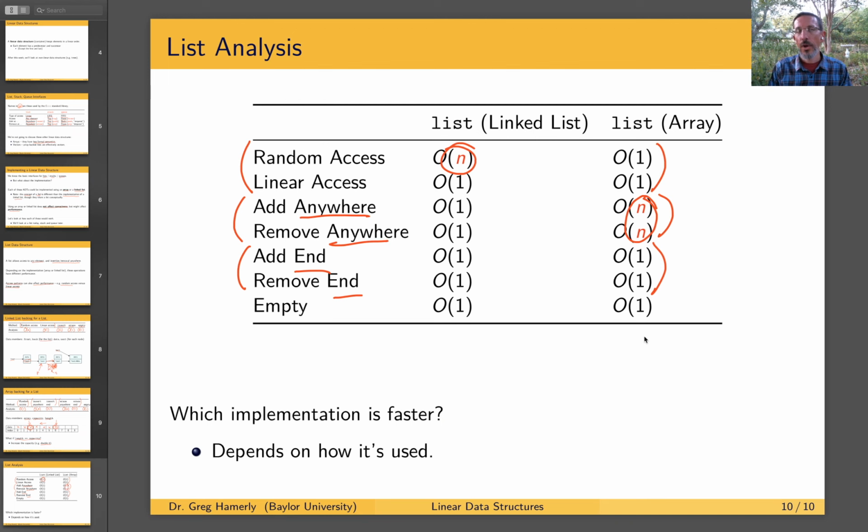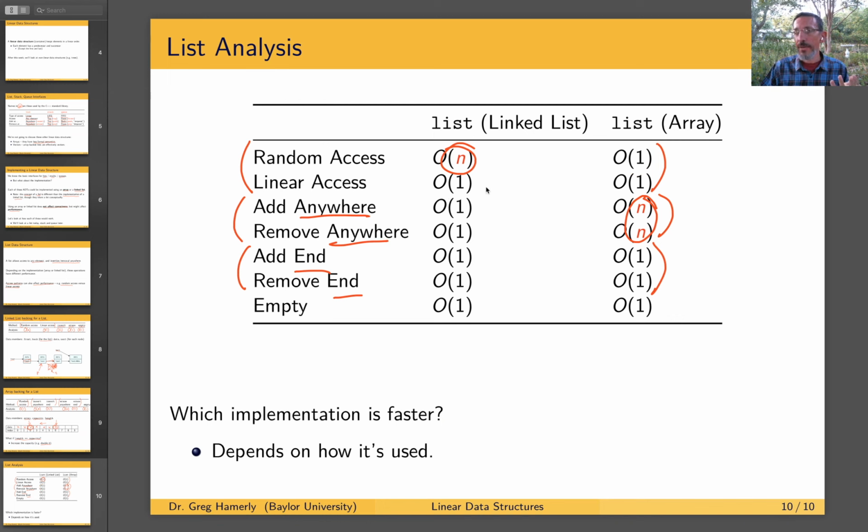Okay, so which of these 2 implementations, array or linked list, is faster? Well, the answer is it depends on how it's used. If you're doing a lot of random access, then clearly you'd want to use an array-backed list. But if you're doing a lot of insertions and removals from the middle, then you would want to use a linked list, okay? So the answer is it depends.